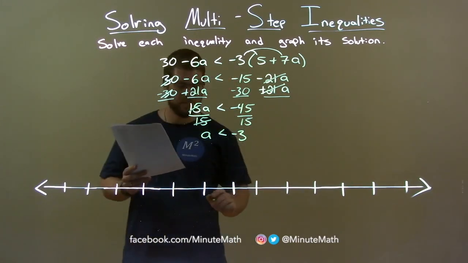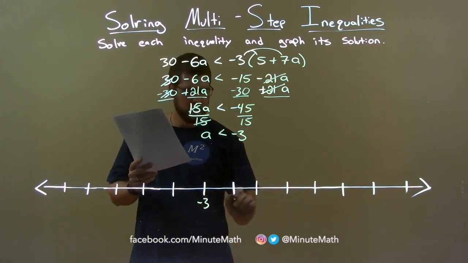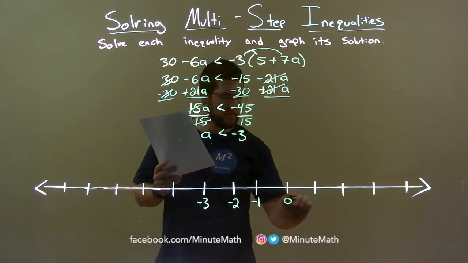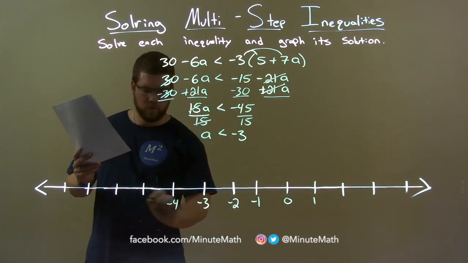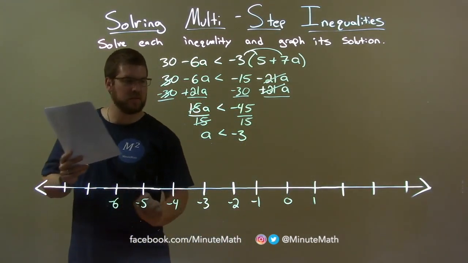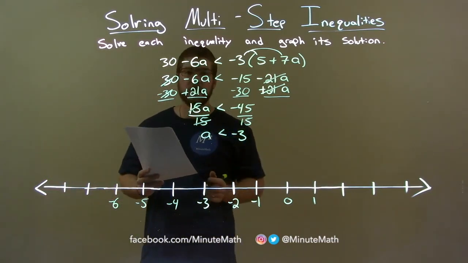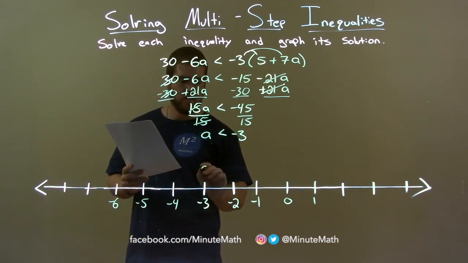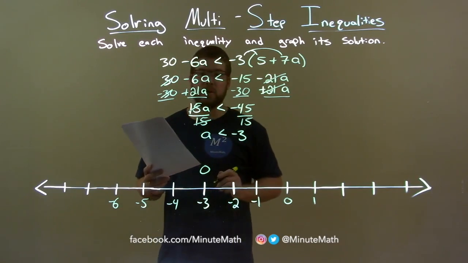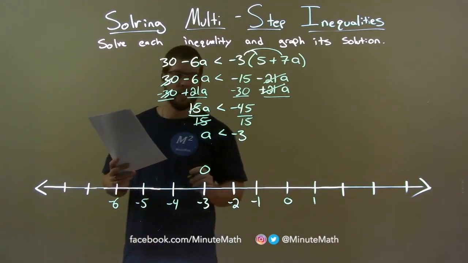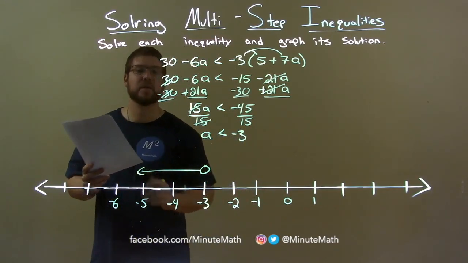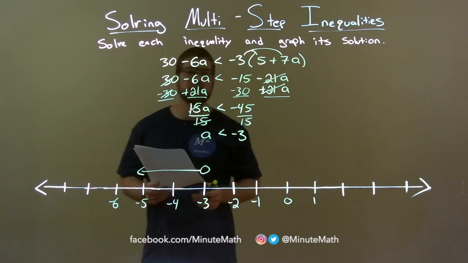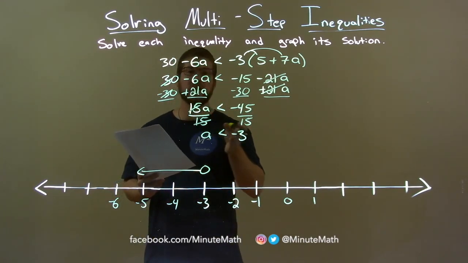So let's graph this. Negative 3 is right here, negative 2, negative 1, 0, 1, negative 4, negative 5, negative 6 here. a is not equal to negative 3, so that's an open circle there at negative 3. a is less than negative 3, so we put the arrow to the left, and there we have it. Our graph matches our final answer. a is less than negative 3.